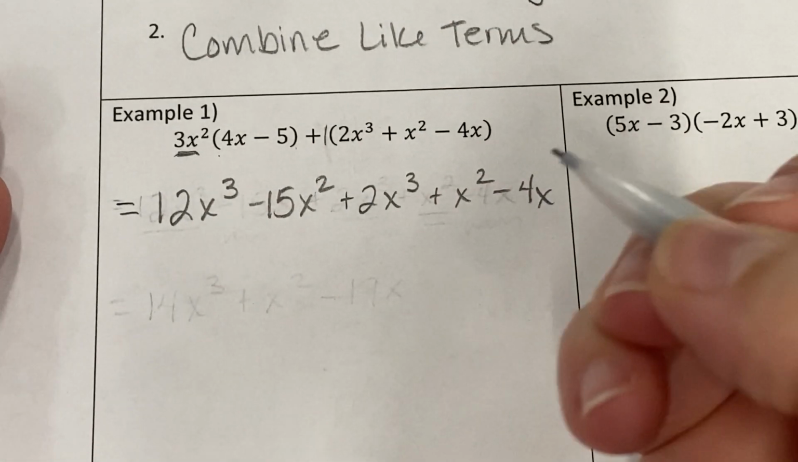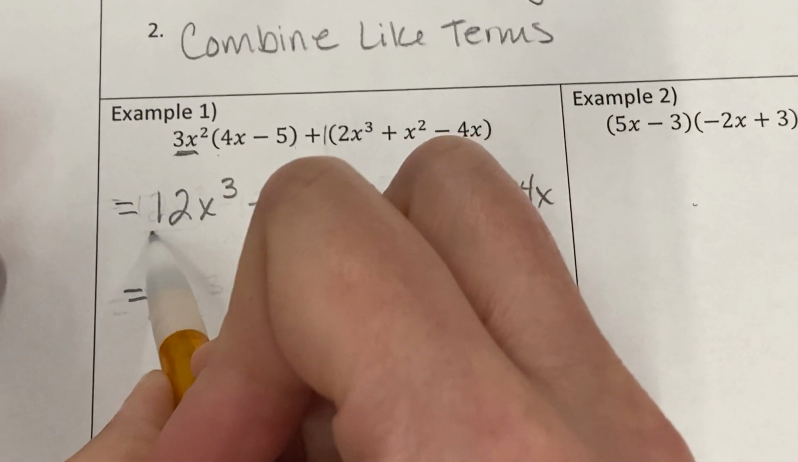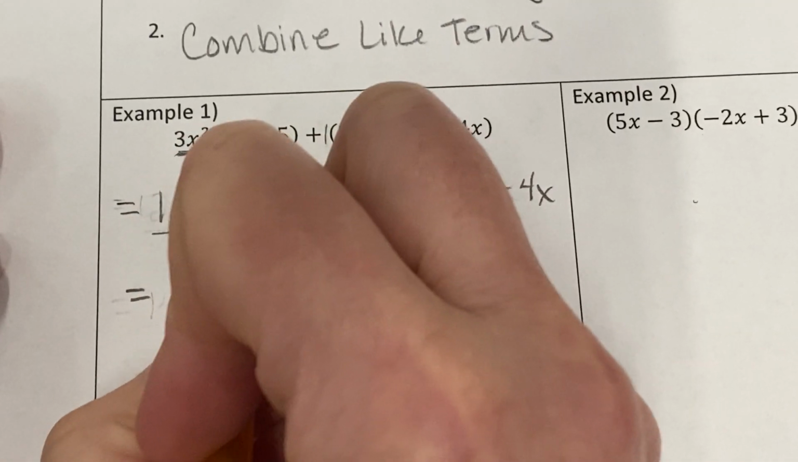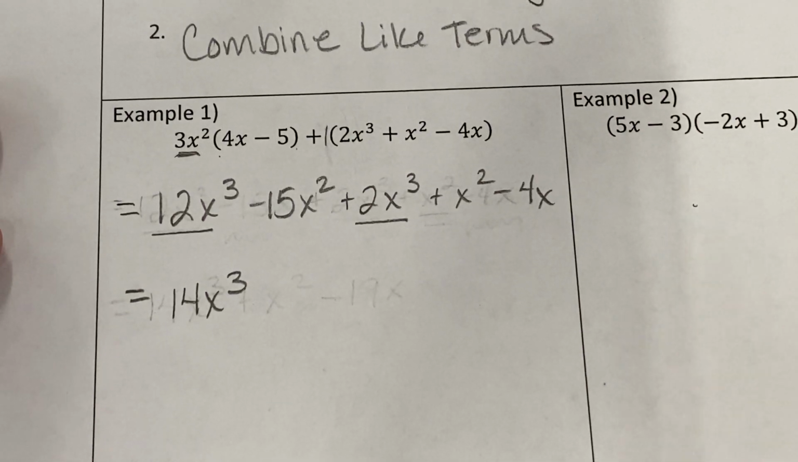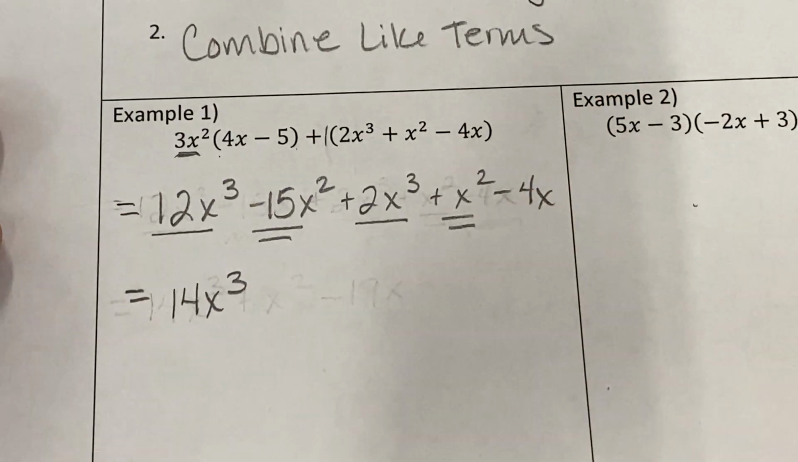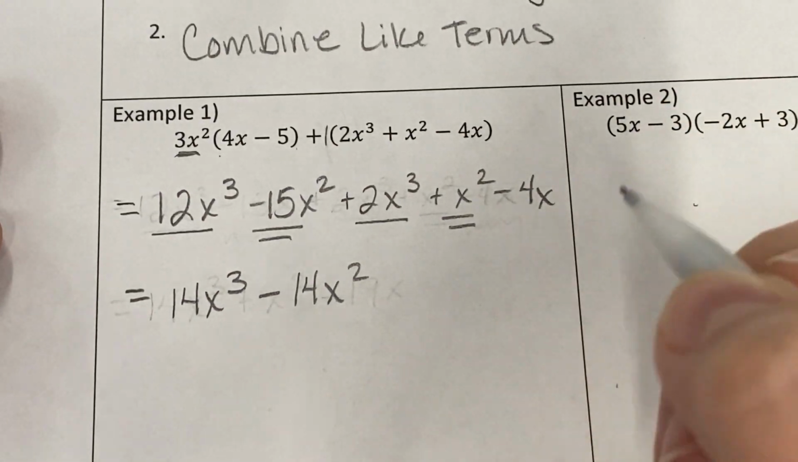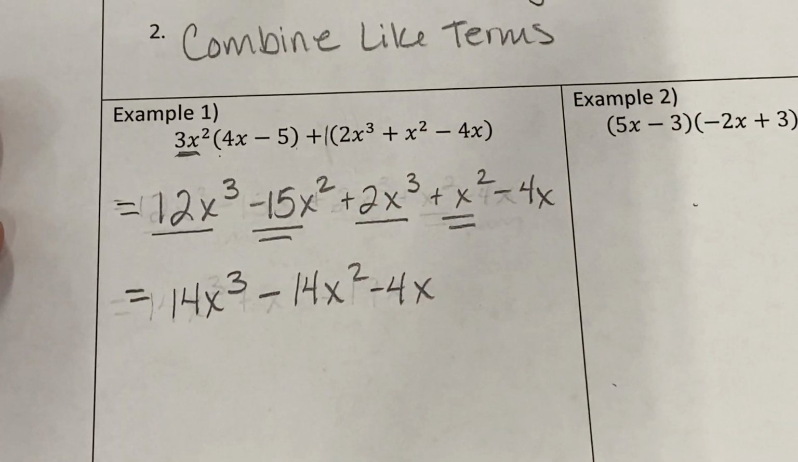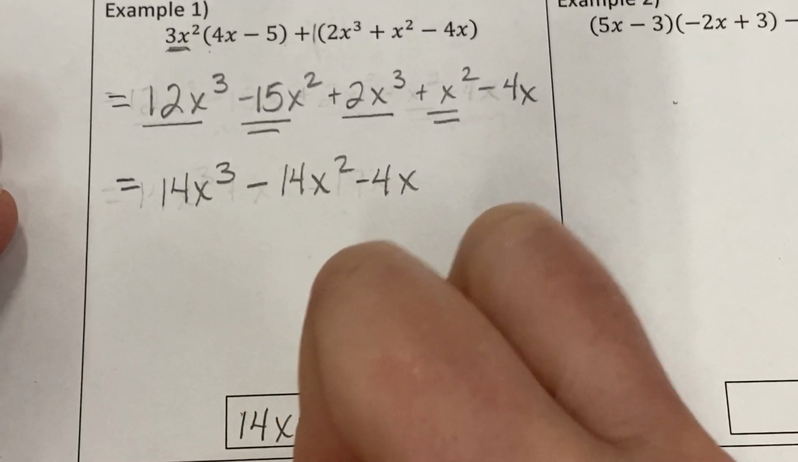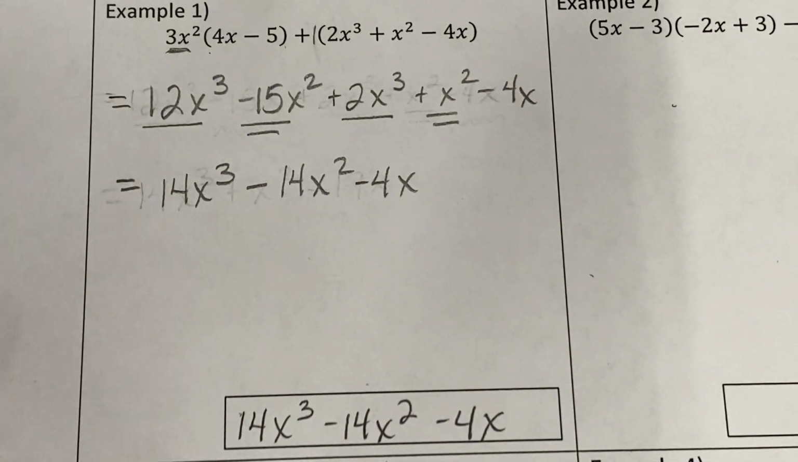And now I'll combine like terms. And to be in standard form, we're going to start with the highest exponent. So 12x to the third plus 2x to the third is 14x to the third. And then x squared, negative 15x squared plus 1x squared is negative 14x squared. And then we just have this minus 4x. Okay, so I'm just going to recopy that down here. All right, let's move on to our next example.